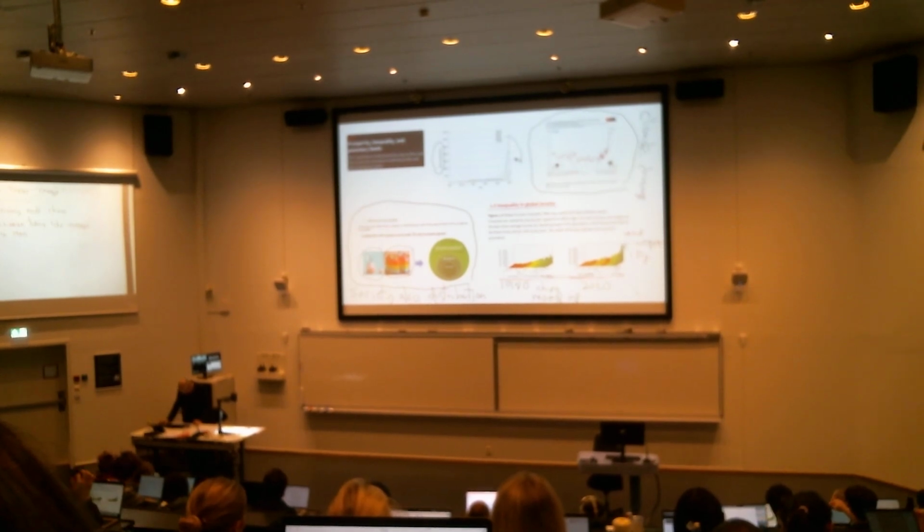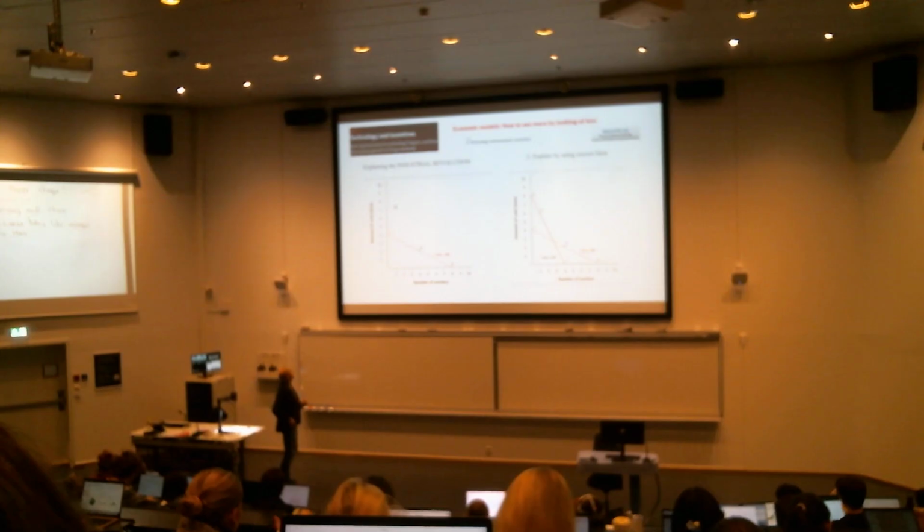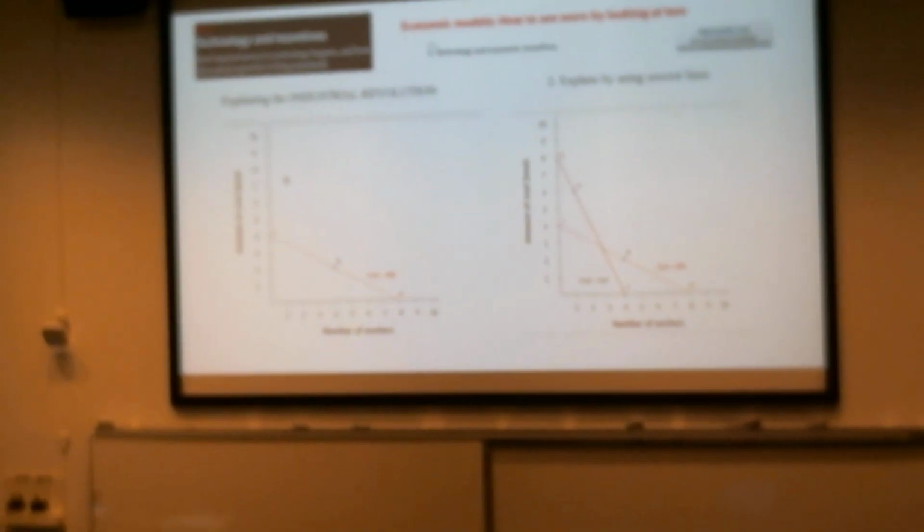Model. So here we start up. It's about technology and incentives, how improvements in technology happen, and how they sustain growth in living standards. And as it says here, it's about economic models, how to see more by looking at less.